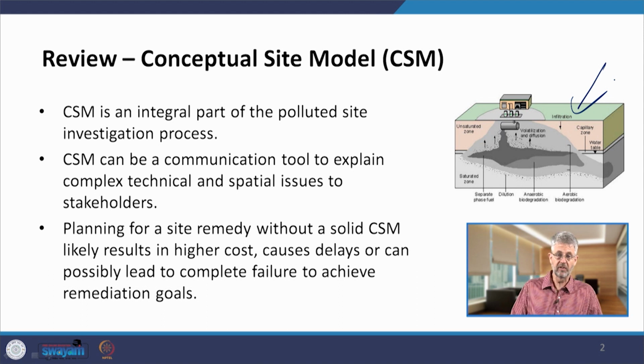Also, CSM helps in planning a site remediation. And in fact, I would say CSM is essential to ensure that we can achieve the site remediation within the cost framework that's given to us and within the time framework given to us. And failing to have a solid CSM can actually lead to failure to achieve the remediation goals. So in all, a CSM, a conceptual site model, is essential for the engineering process when it comes to remediating sites.